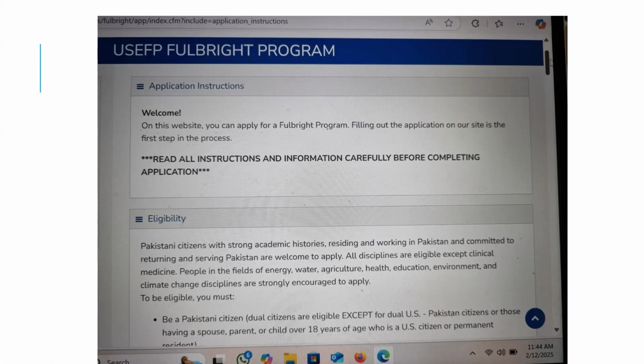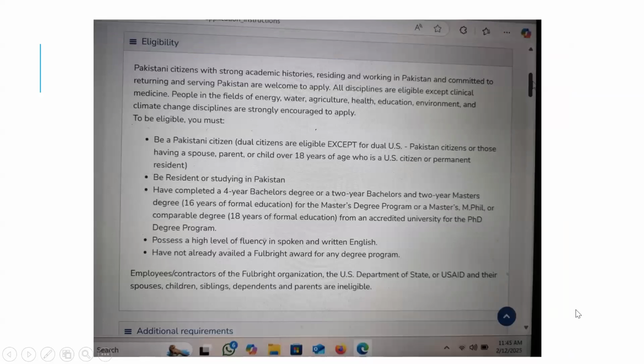So you should be a Pakistani citizen. If you are a dual citizen, then it's okay if you are a Pakistani citizen plus the citizen of any other country except for the US. And those having a spouse, parent, or child over 18 years of age who is a US citizen or permanent resident are also not eligible to apply. All right, so Pakistani citizens with strong academic histories, residing and working in Pakistan, we read this.